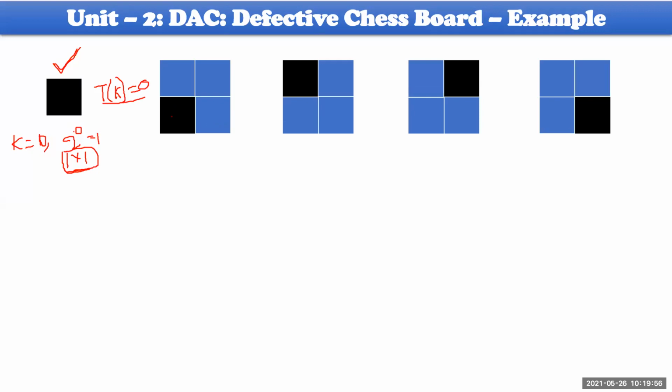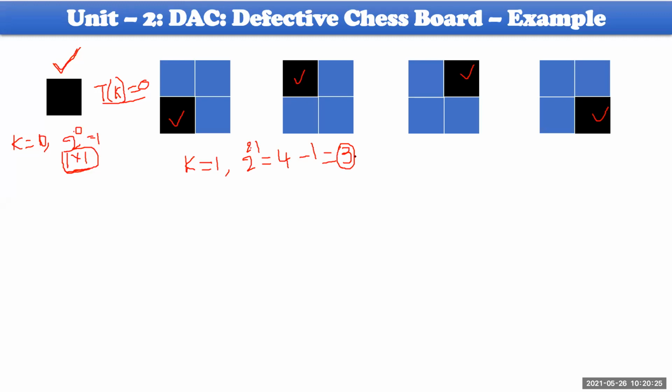Here the defective tile will be available here. In this one, defective will be available here. In this one here. In this one here. So k will be equal to 1. K will be equal to 1. So 2 power 2 into 1, that is totally 4 tiles. Out of them, one tile will be defective. So three tiles are left over.